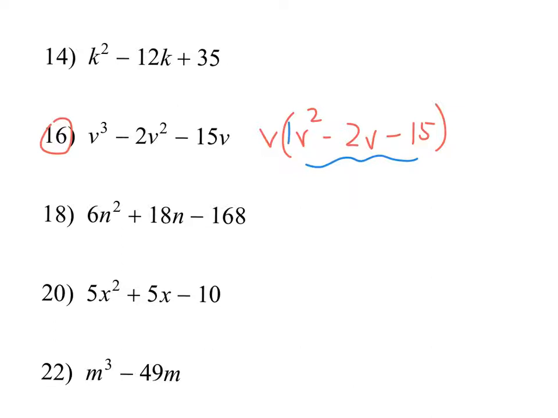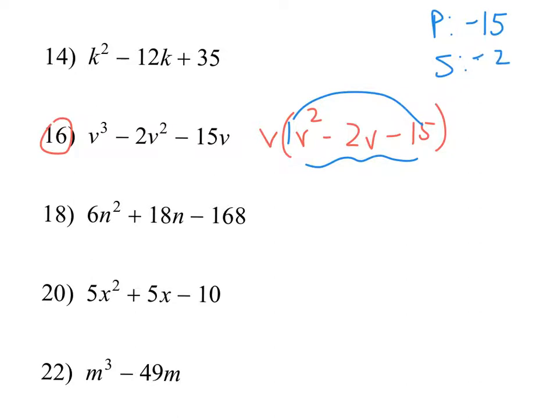I've got a 1v squared, so my a is 1. We call it AC factoring. And then remember, b is what's in front of the variable term in the middle. So I do 1 times negative 15. So I'm looking for 2 numbers that have a product of negative 15 because I did a times c. A is what's in front of v squared, c is your number term. And I want a sum of what b is. B is what's in front of the variable to the first power term. So I want a sum of negative 2.